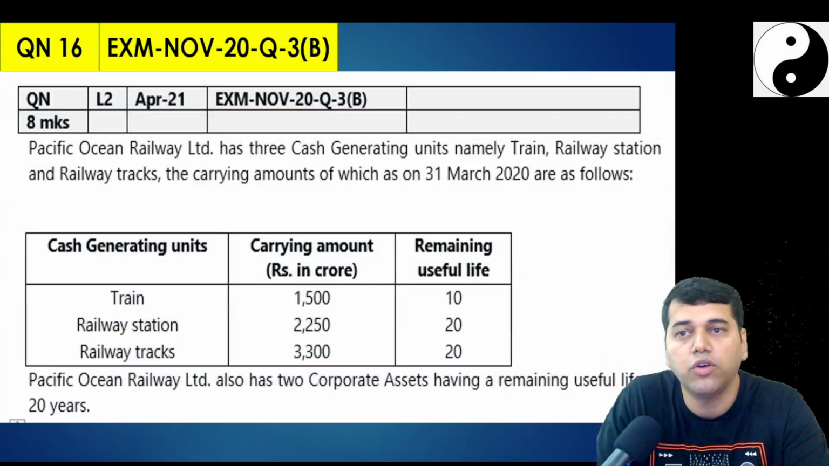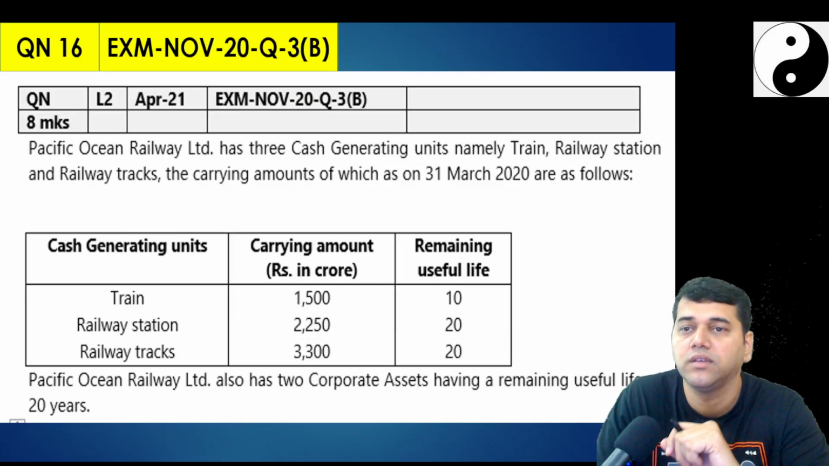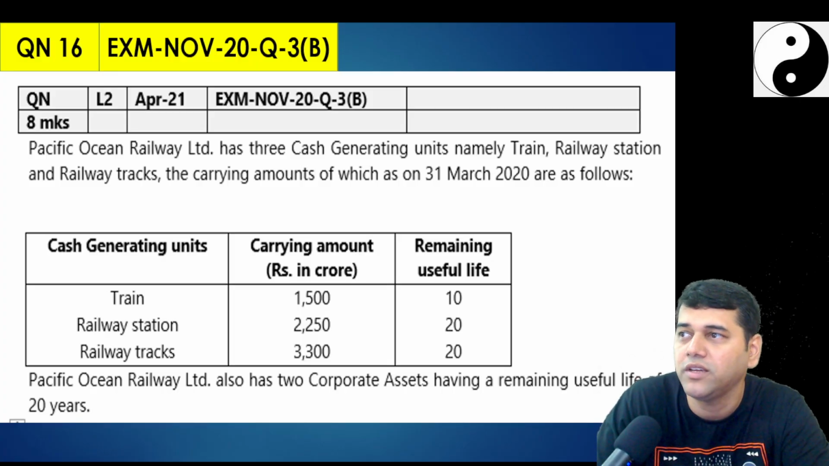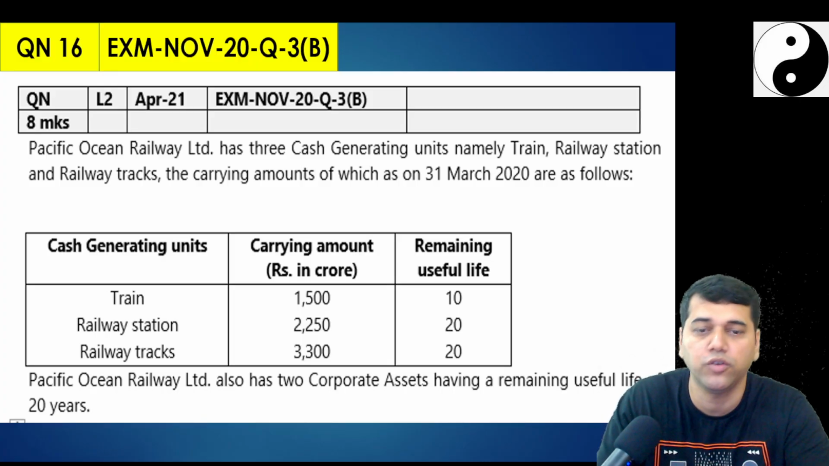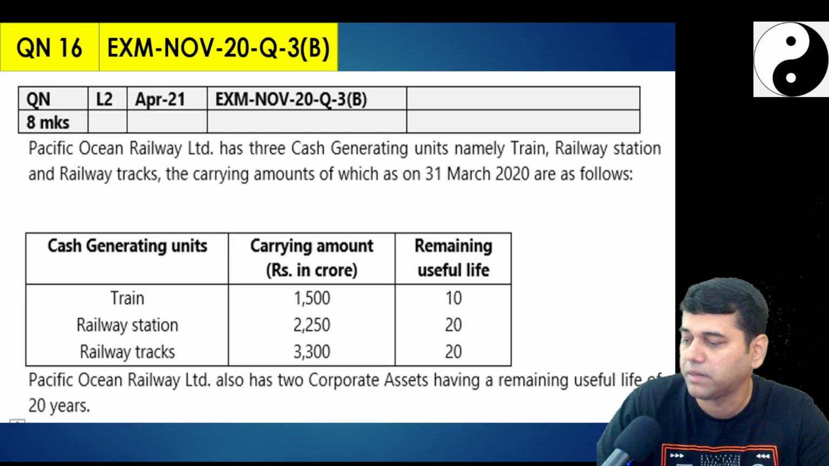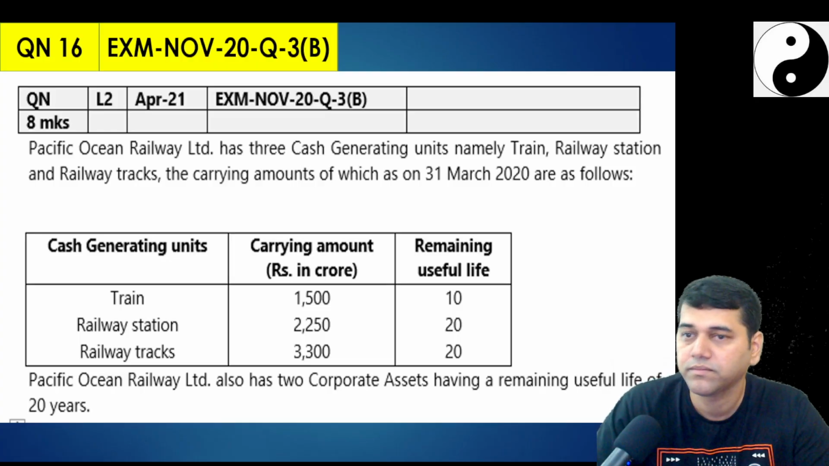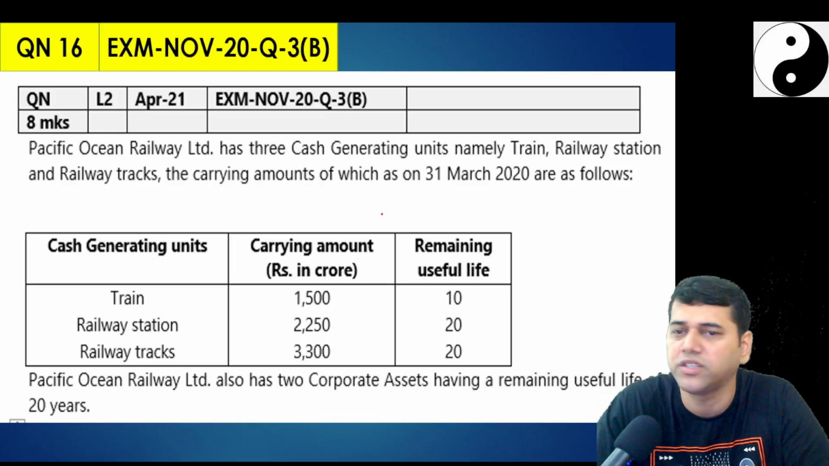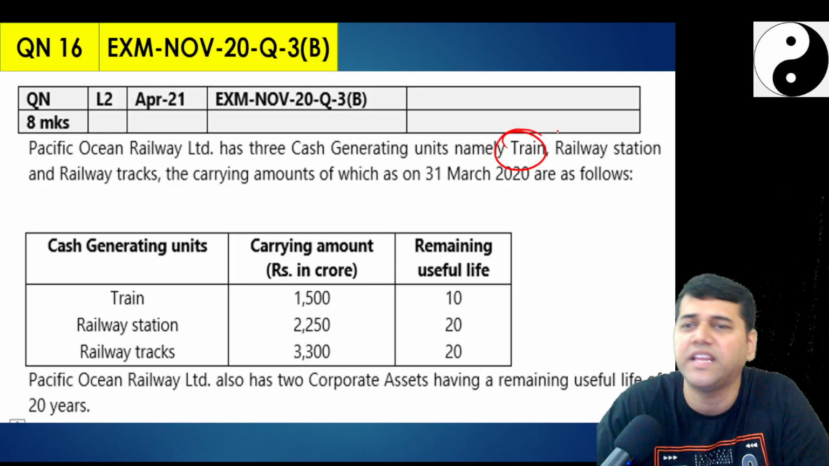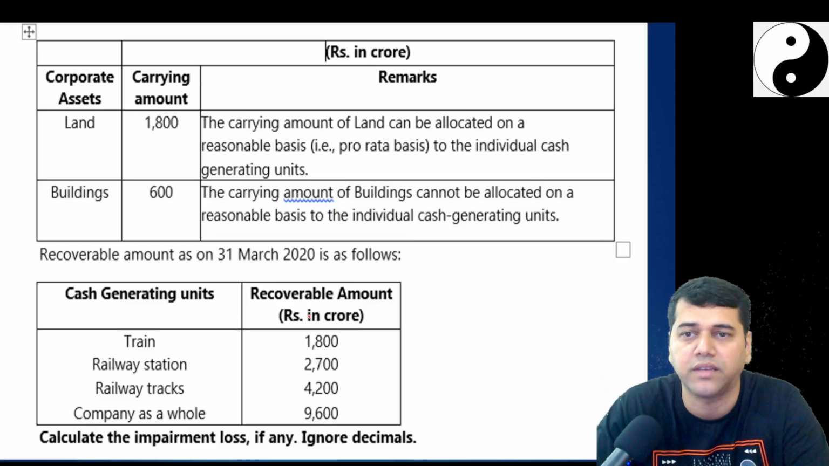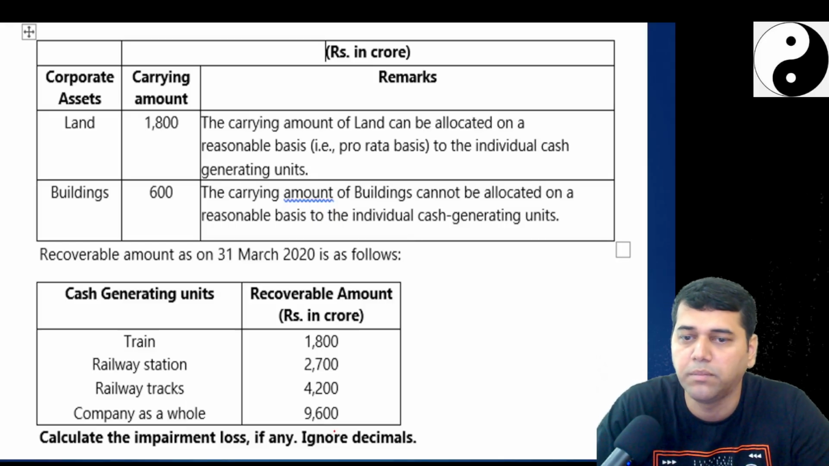Yes, so we will move on to the next question. This question came in your examination. Again, it's the same story. Students, you can pause the video and we can discuss that, and compare it later. This is also done. We'll check the specific question. They only said train, railway station and all, but I think the question is fairly the same. There is no change. Company as a whole, and calculate impairment loss. Ignore the decimals.